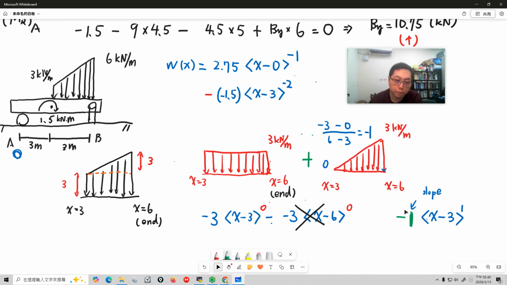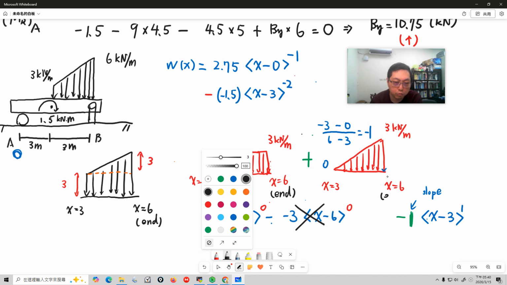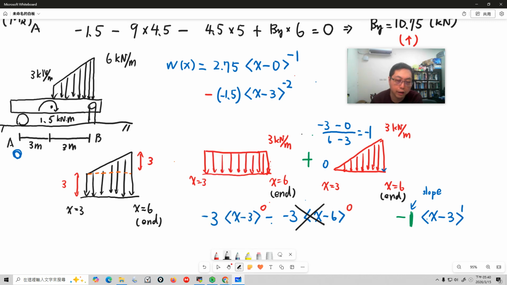And for this distributed load, it's all the way to the end. In fact, we have to cut it off at x equal to 6, because this discontinuity function starts from x equal to 3 and goes all the way to infinity. But in this problem, we're lucky: x equal to 6 is the end of the system, so everything related to the end we can ignore.